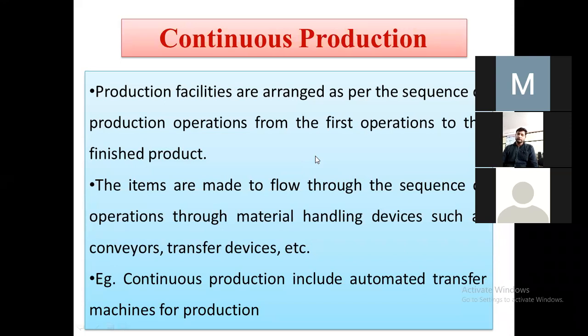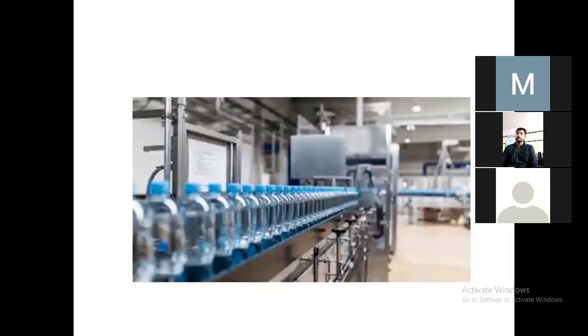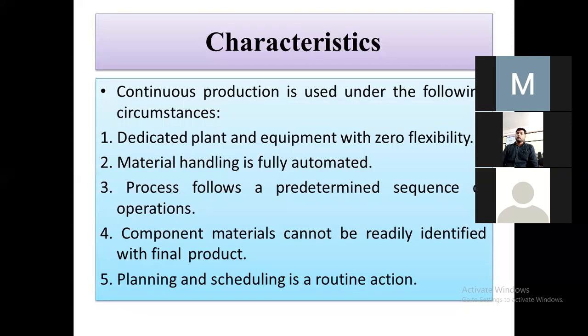So the most important thing in continuous production is that there is no material handling by workers. Whenever there is material handling, conveyors, chain drives, belt drives, or transfer units are provided. So continuous production includes automated transfer machines for production. Okay, so we have discussed the examples. Then what are the different characteristics?